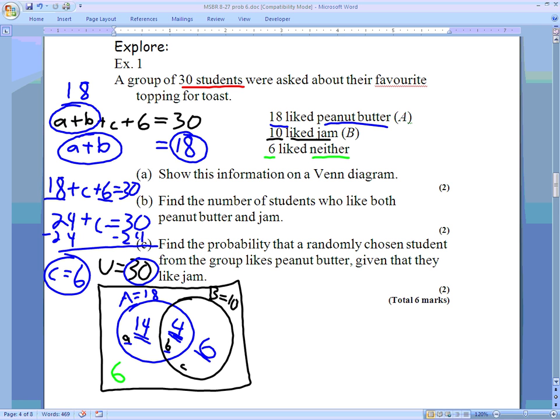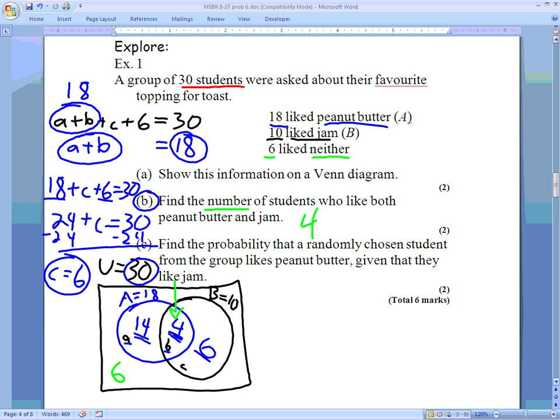So part B says find the number of students who liked both peanut butter and jam. Well, a number is not a probability. It's just the actual amount. And right there in the center, we see that there were 4 students. So the number is 4 who like both peanut butter and jam.